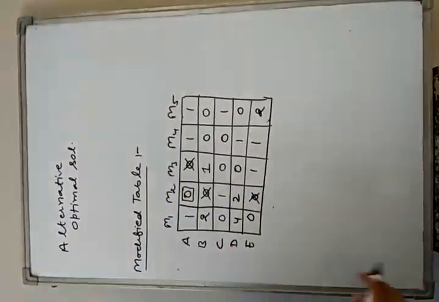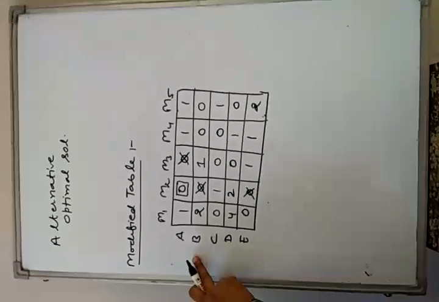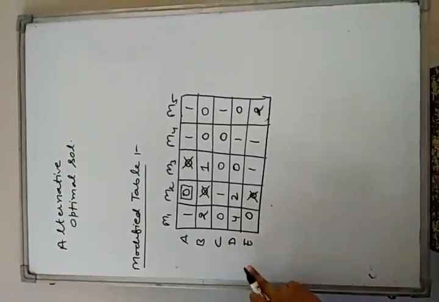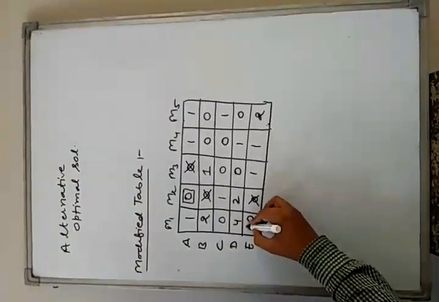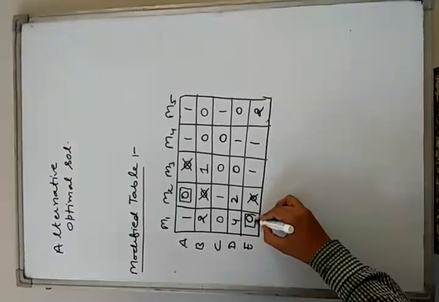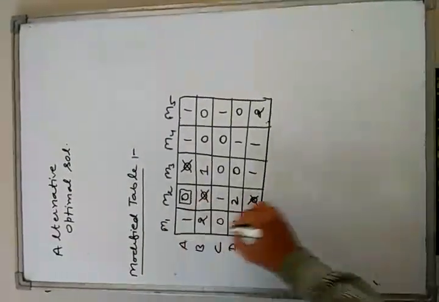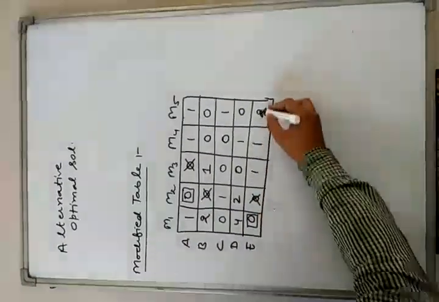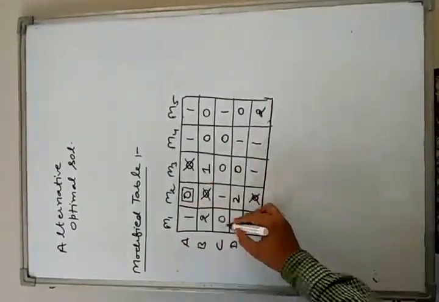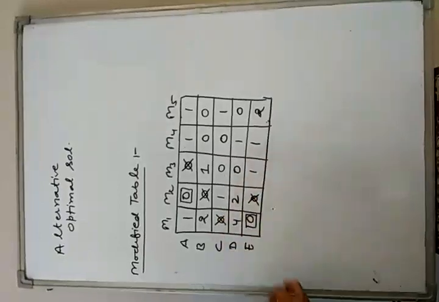Now we will follow the same procedure. Here 2 zeros, 3 zeros, 2 zeros, single zero. Therefore, we box this single zero and we cross all other zeros in this column and in this row. In this row, there is no zero. In this column, this zero, we cross this zero.